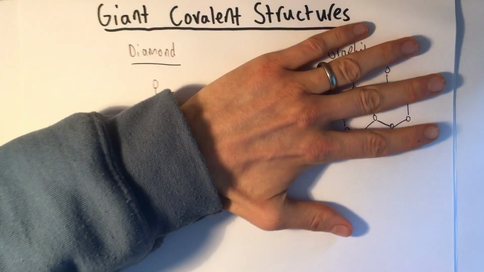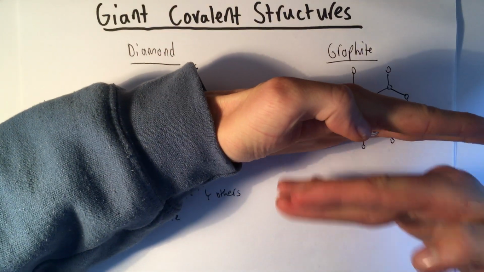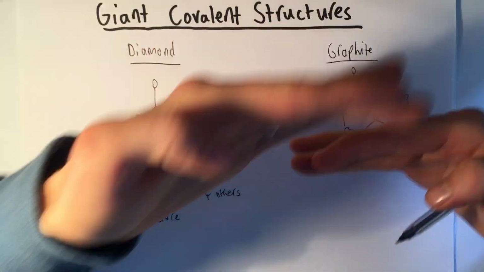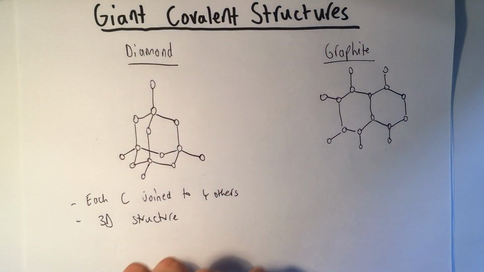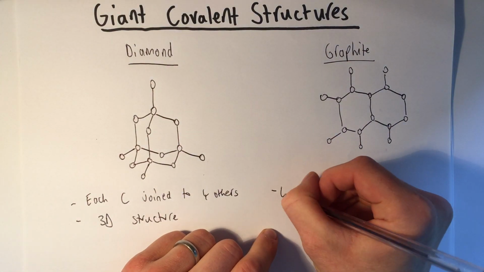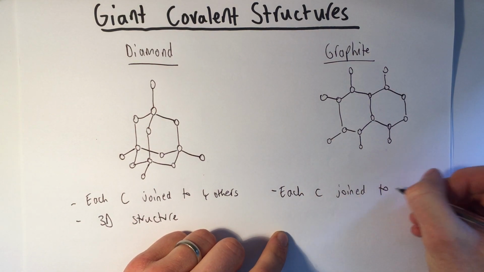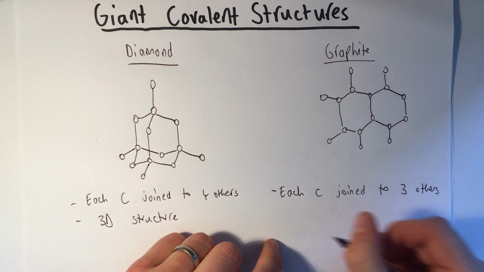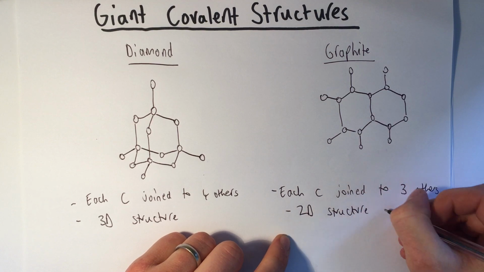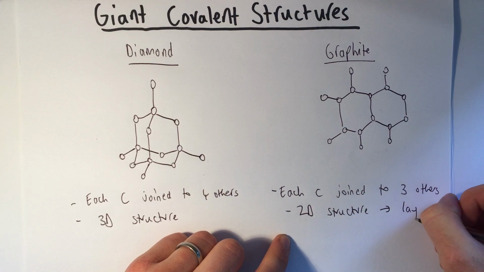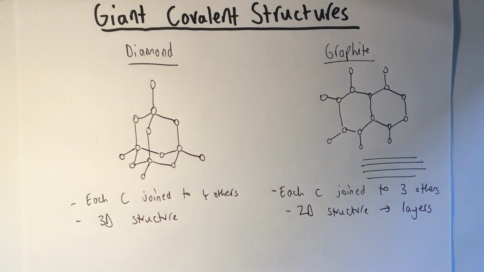And with graphite, we get these 2D layers, but then if I was to take that 2D layer and turn it the other way around, you'd actually see that there are stacks and stacks of these 2D layers. So that's how it's 3-dimensional. It's just loads and loads of layers on top of each other. So I'm going to write that in. Each C joined to 3 others. It's a 2D structure, but these 2D layers go on top of each other. So that's what we see from the other way.